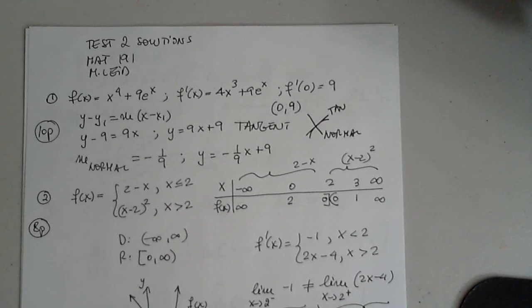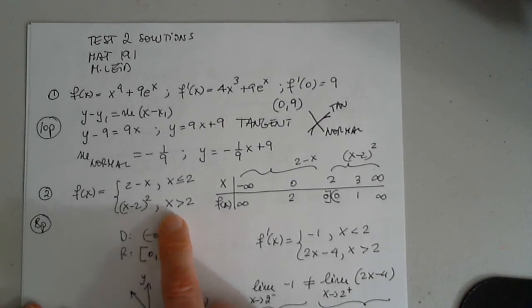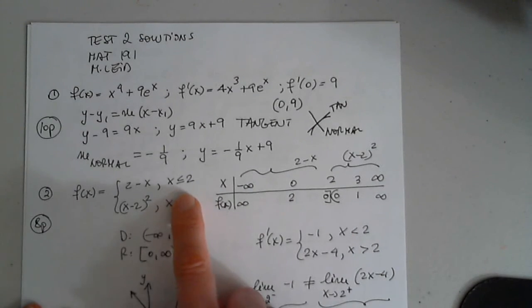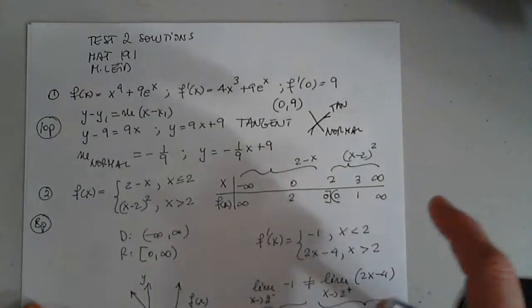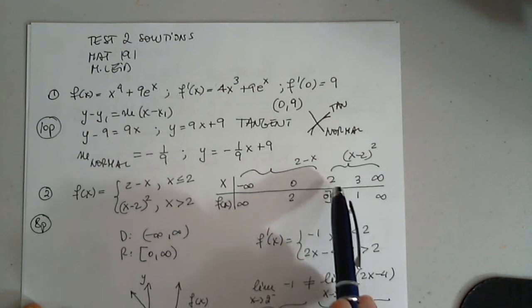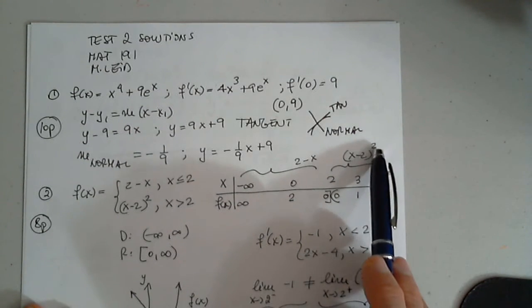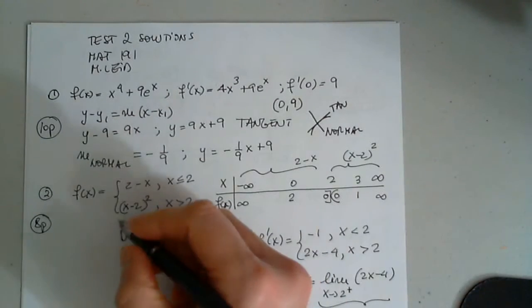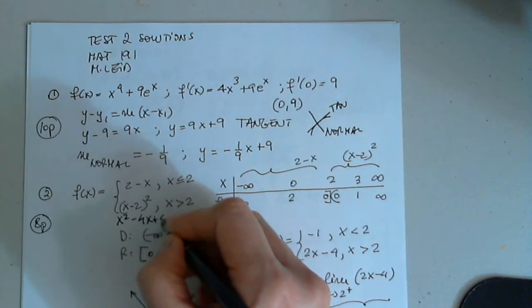Here we were asked to graph the function. First we find its domain. It's a piecewise defined function. We find its domain from negative infinity to 2, including 2, and from 2 to infinity. So this symbolizes the bracket, negative infinity to 2, and then 2 to infinity with the parenthesis. So between negative infinity and 2, I used 2 minus x. Between 2 and infinity, I used (x minus 2) squared, because it's the same as x squared minus 4x plus 4.